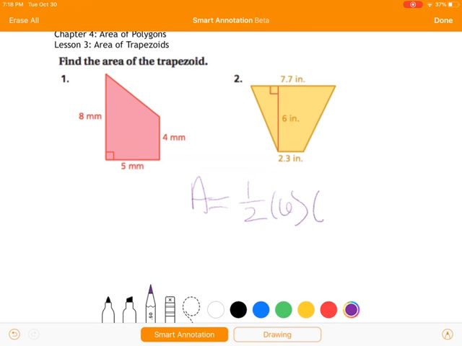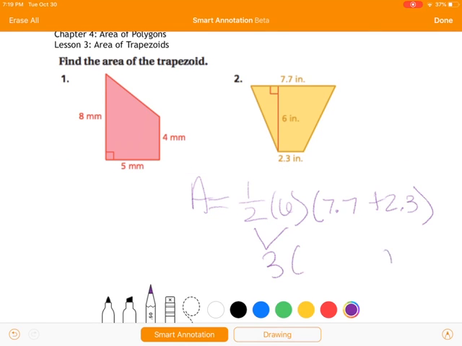times the sum of our two bases. We have 7.7 plus 2.3. So in this case, you could start either way because 6 is an even number. So if you wanted to cut that 6 in half first, you totally could. Or if you wanted to add the sums up first, whatever your preference is. I'm going to go ahead and cut our height in half, which I know is going to be 3.